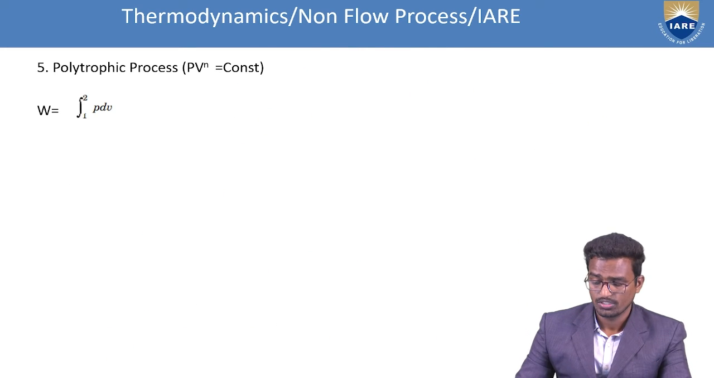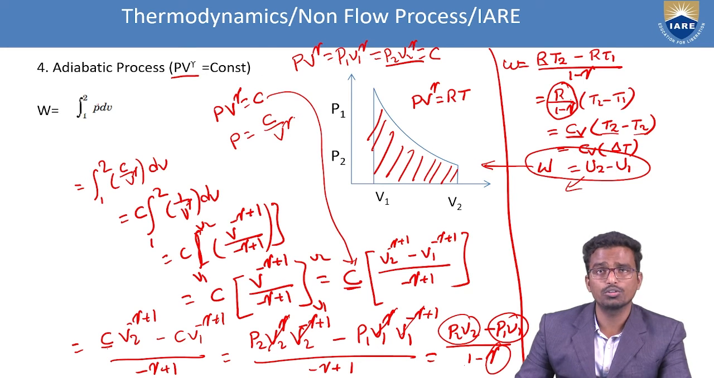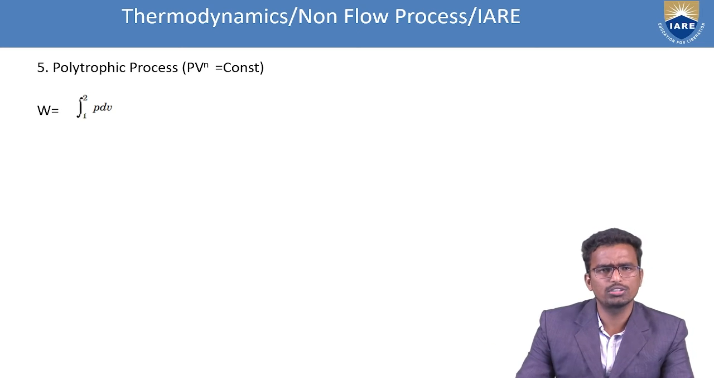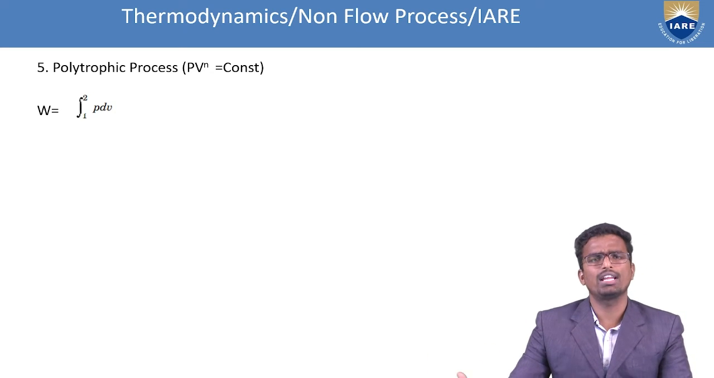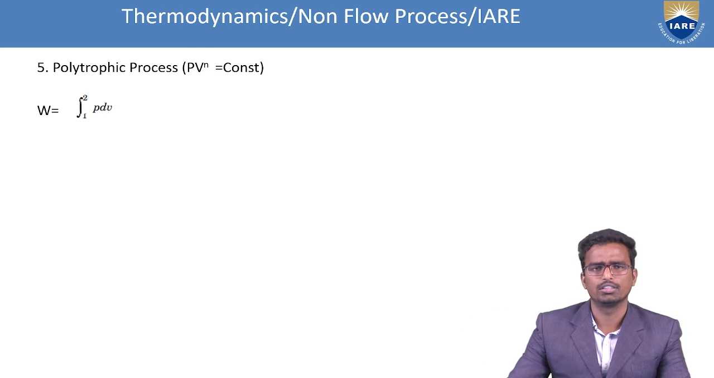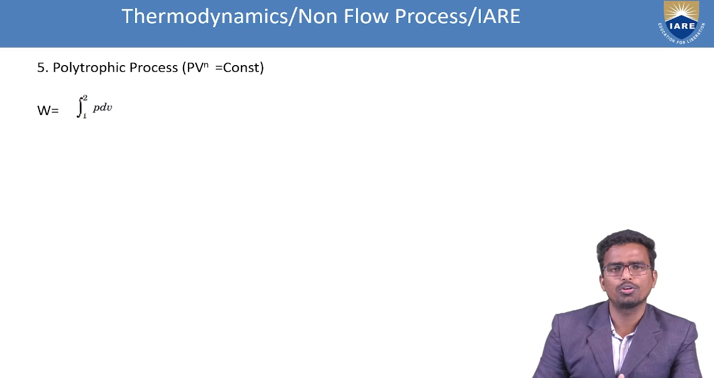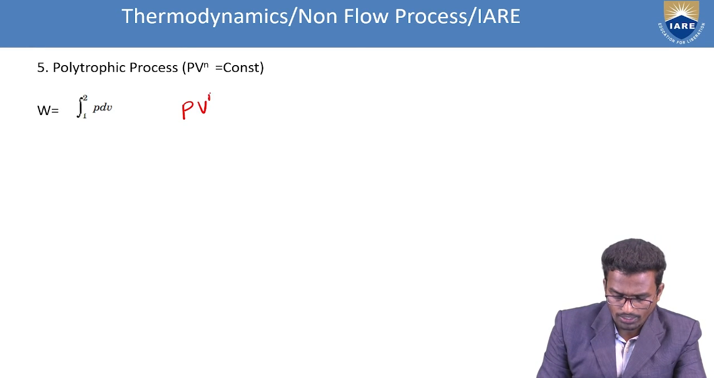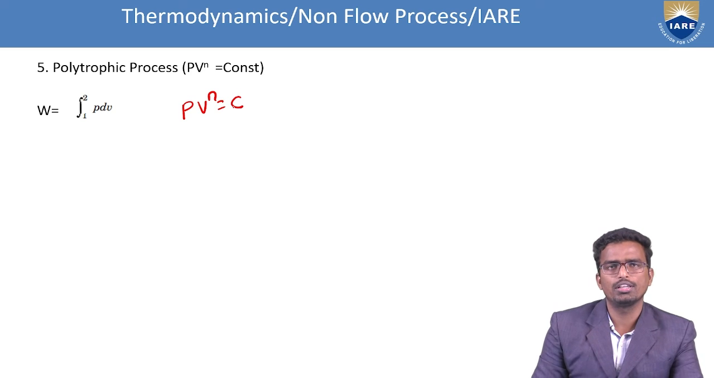Next. Previously it was an adiabatic process. Now we go for the polytropic process. The polytropic process means it may be adiabatic, it may be isothermal, it may be anything. But we use a polytropic process to do that. So how is that? Instead of PV^γ, we take PV^n is equal to a constant.